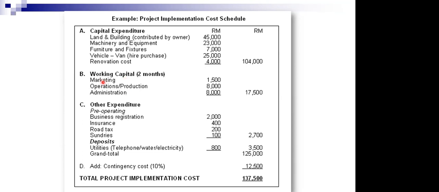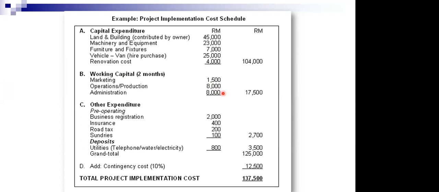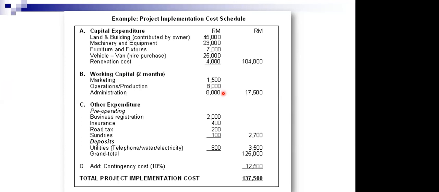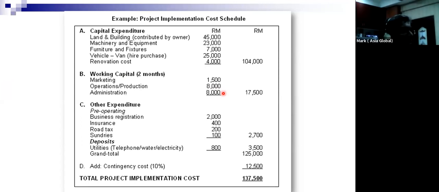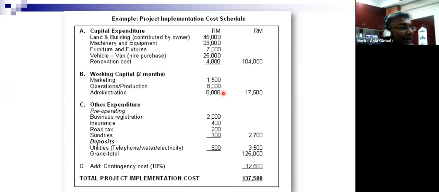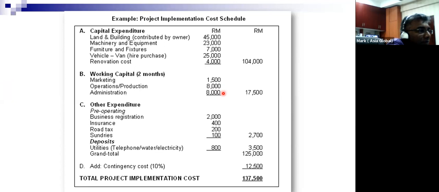So marketing, you have expenses for marketing, 1,500 for 2 months. Operation production, 8,000. Administration is 8,000. What is administration? What comes under administration? Clerical work. Clerical worker. Okay. What is 8,000 for actually? What do you mean by administration there? Running the office. Running the office.